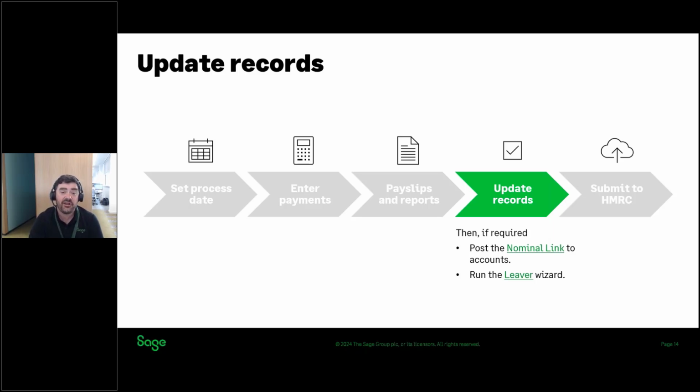Once updated, you have the option of posting the nominal link, and that will send salary journals straight through to your Sage accounts software. And we're covering nominal link this afternoon, in fact, on our nominal link webinar. And then if you've got anyone leaving you, you would run the leaver wizard at this point before you submit the information to HMRC. So let's pick up the demo at this point.